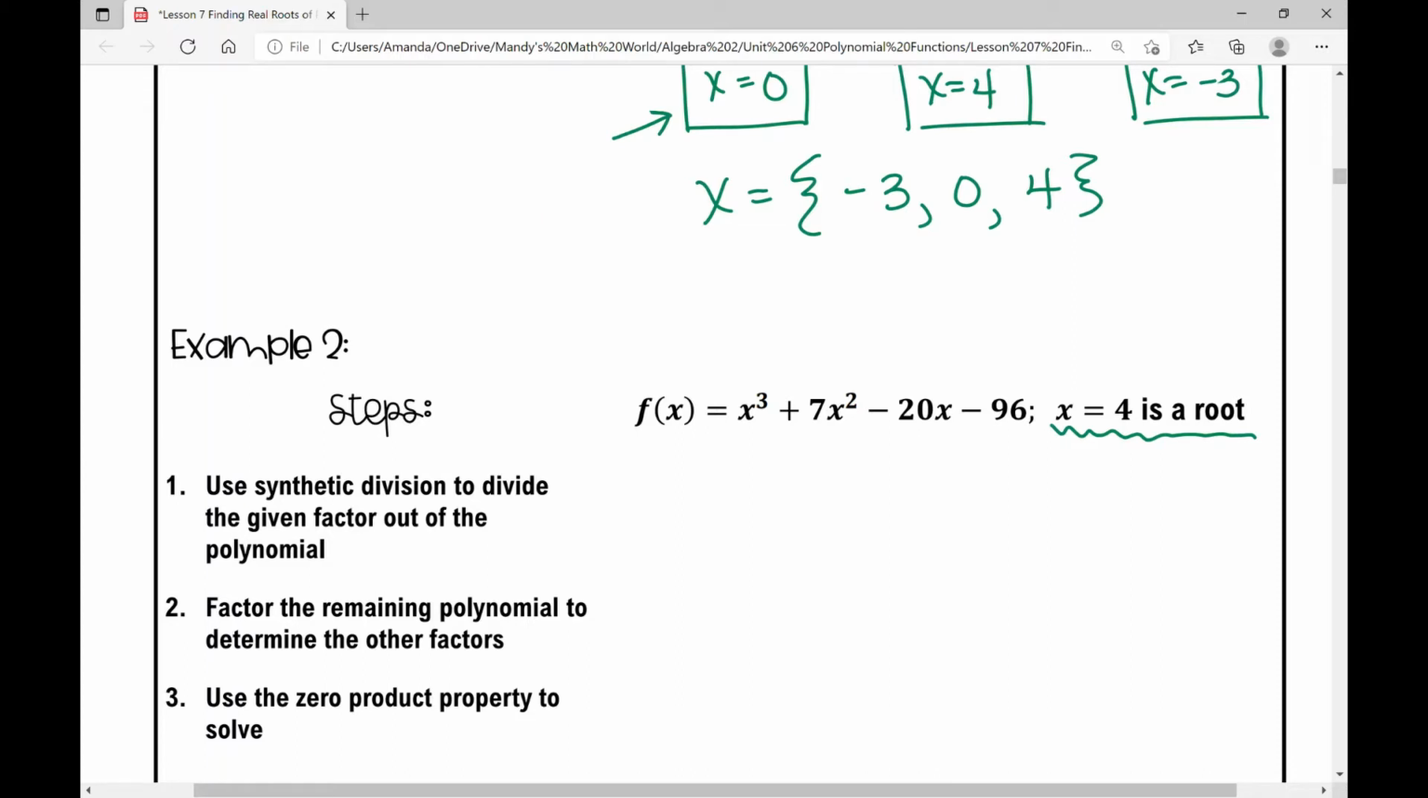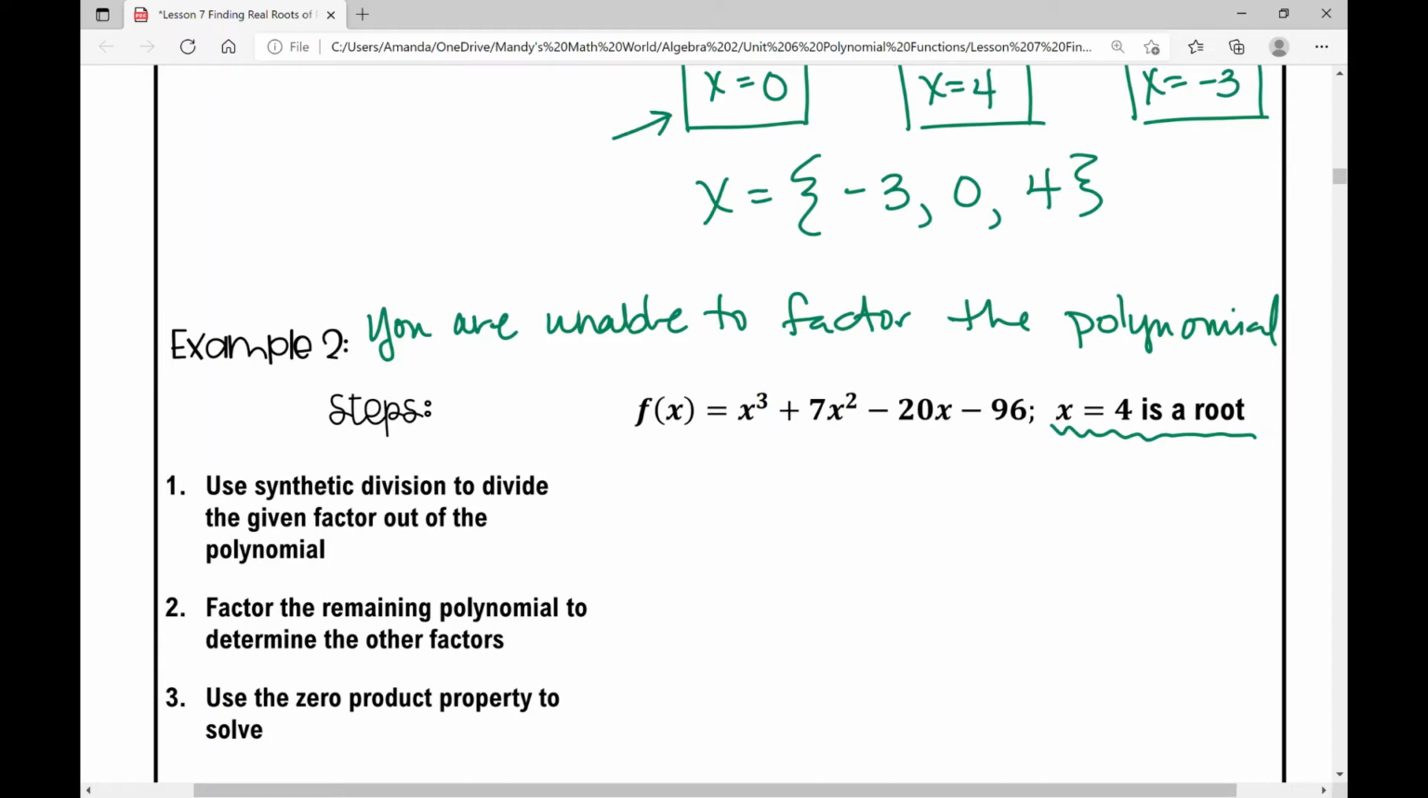So in this particular problem, you're unable to factor the polynomial, and let's write this out. You are unable to factor the polynomial, but you're given a root or a factor. And in some cases, you're given multiple roots, like x equals 4 is a root, x equals 3 is a root. Sometimes you're given a factor. x plus 4 is a factor of the polynomial.